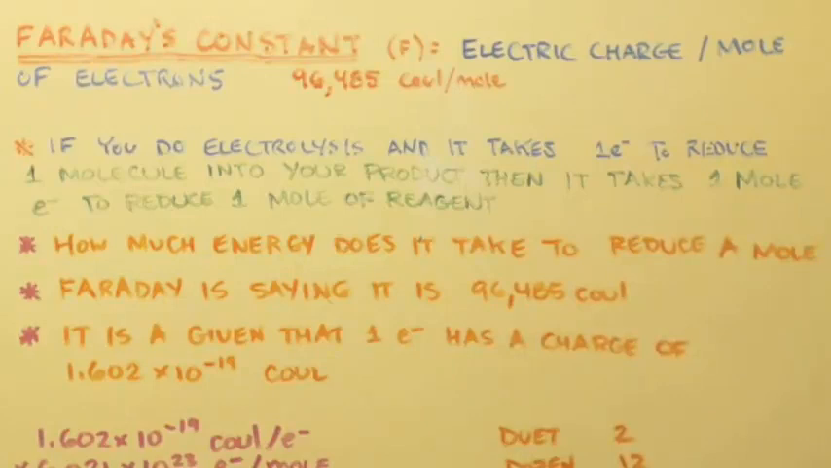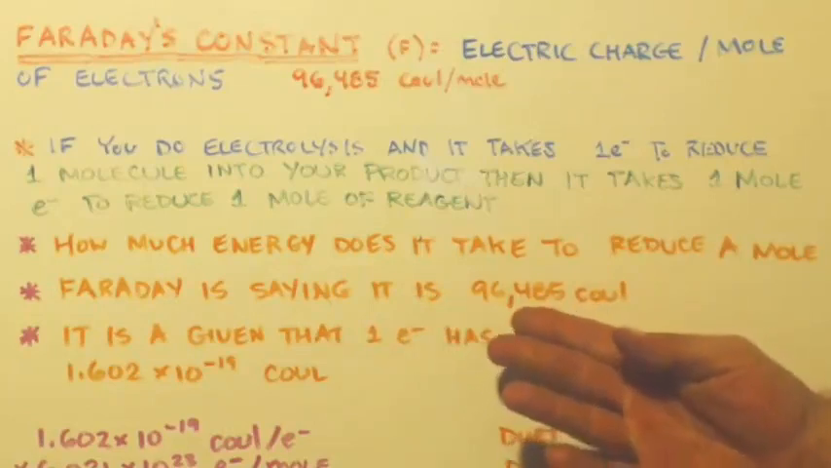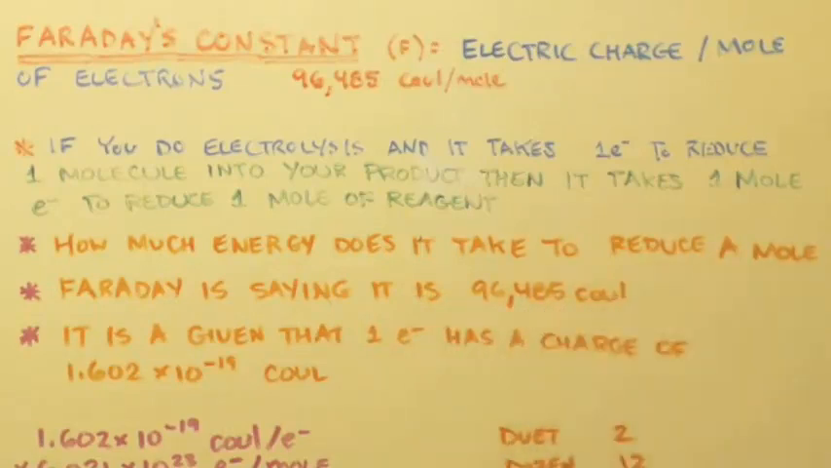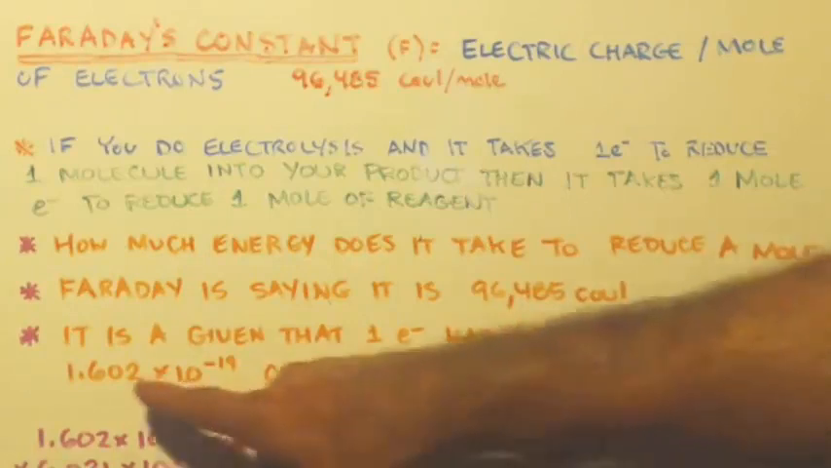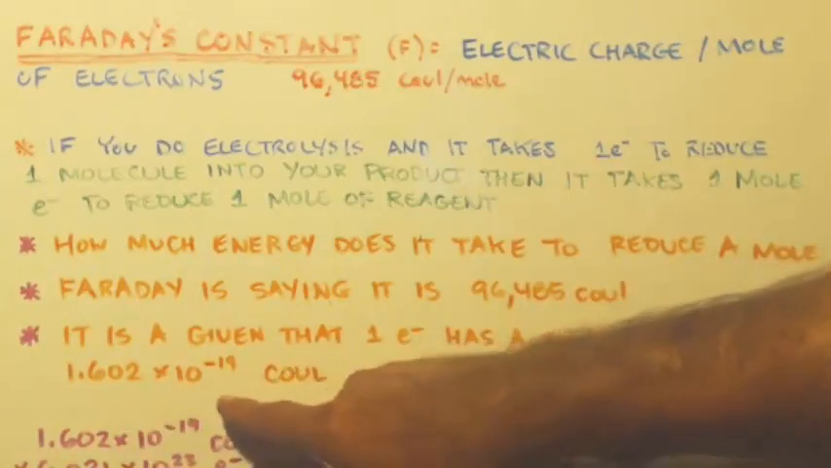Now, how much energy does it take to reduce a mole of molecules? Well, that's what Faraday's saying. He's saying it takes 96,485 coulombs. It's a given what the charge is on one electron. One electron is 1.602 times 10 to the negative 19 power coulombs.